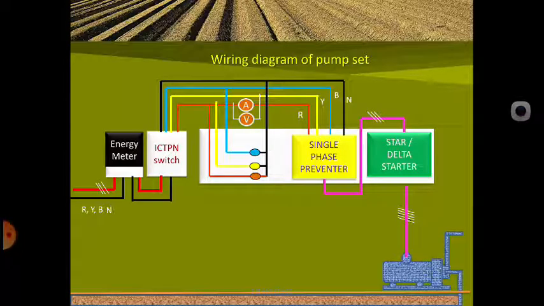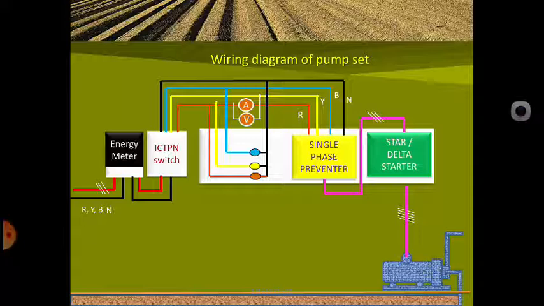Now you can see here, one is the black one, the energy meter. From the energy meter we will take 4 wires as input. You can see here three phase R, Y, B and N, the black one. It is 4 wires input and 4 wires output. From the energy meter, output is given to the iron clad triple pole and neutral switch, where it is 3 phases consist, and from the output we are going to give to the single phase preventer.